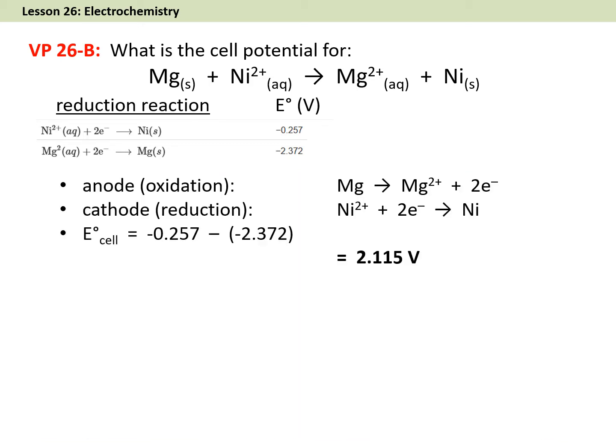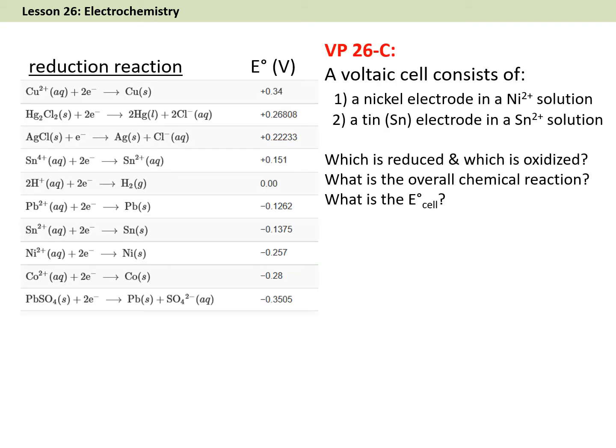Okay, here it is on the screen. I start off by figuring out what's oxidized and what's reduced. The one that gets reduced is the one that has the bigger reduction potential. Okay, all right, let's move on to 26C.